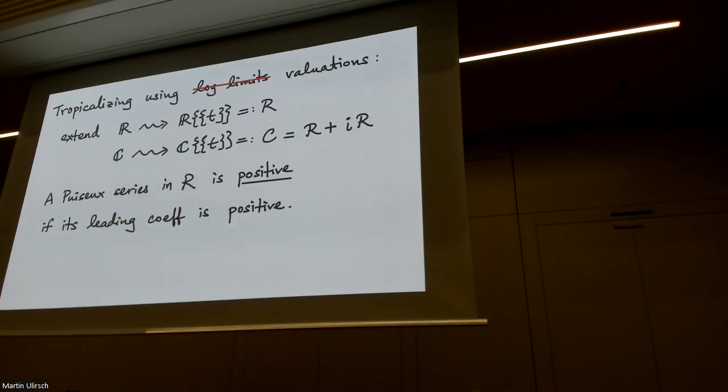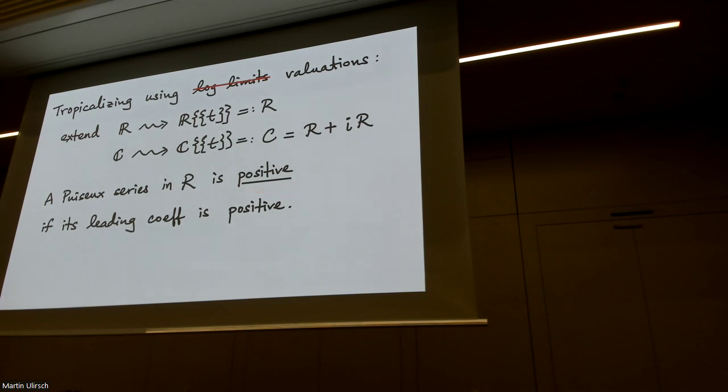Now let's look at the valuations. Let's forget about the log limit now. We're going to look at the valuation, but does it make sense? We have to extend the real numbers to real Puiseux series, which I'm going to denote with this R. And then we extend the complex numbers to the complex Puiseux series. You can think of a complex Puiseux series as a real Puiseux series plus the square root of minus 1 times a real Puiseux series. So that means you have complex conjugation as well, so you can talk about Hermitian matrices, and then you can talk about positivity. We say that a real Puiseux series is positive if its leading coefficient is positive.